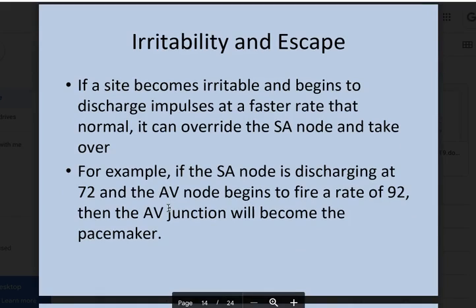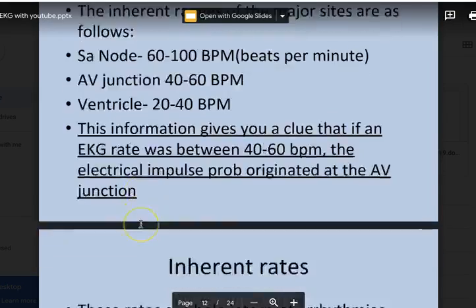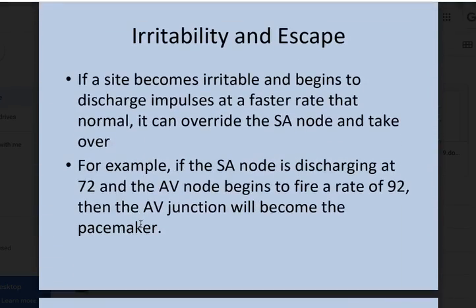There are two ways that your inherent rate could change: through irritability or through escape. If a site, and when I say site, I'm talking about those three major areas we talked about earlier, SA node, AV junction, and ventricles, becomes irritable and begins to discharge impulses at a faster rate than normal, then it can override the normal pacemaker of the heart and take over. For example, the SA node is discharging at 72 impulses per minute, and the AV node begins to fire at a rate of 92 because for some reason it has become irritable. Then the AV junction is going to become the pacemaker.